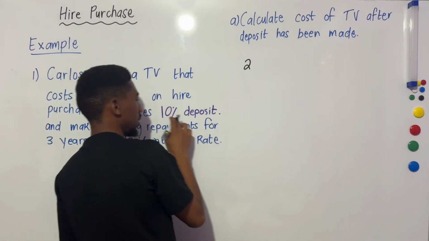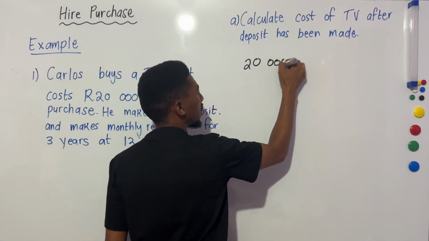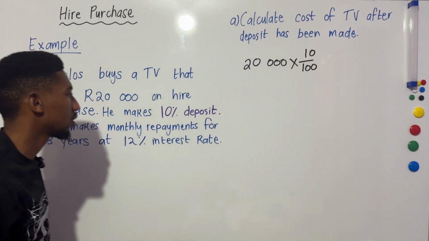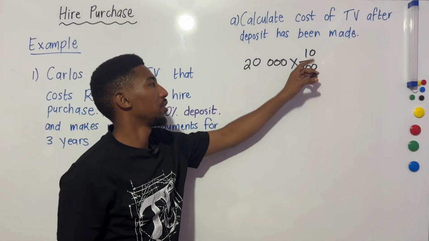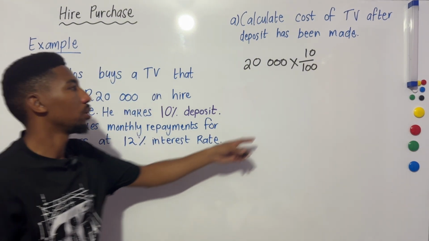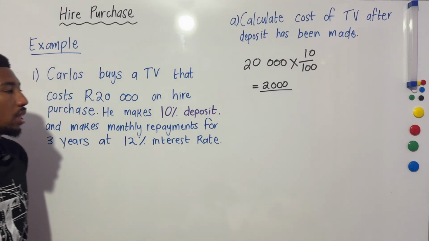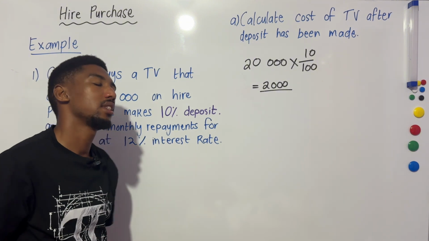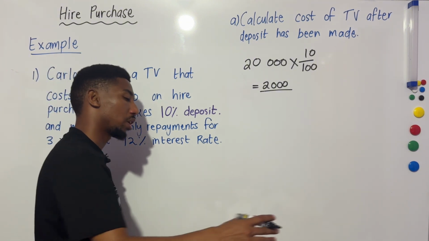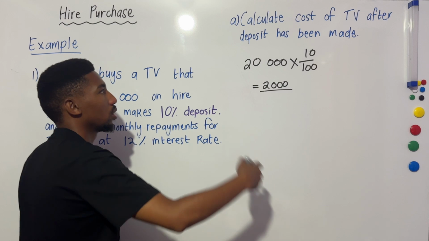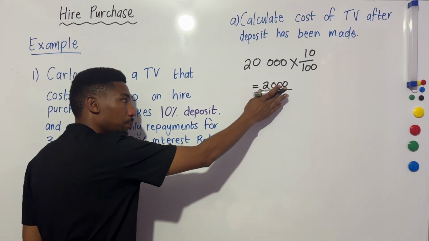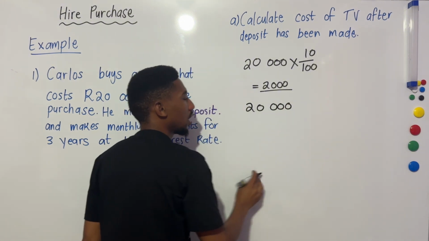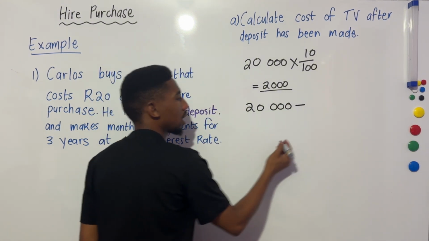To find the 10%, we're going to take 20,000 and you multiply by 10 over 100. If I want to find 15%, I would have had 15 over 100 there. 20%, I would have had 20 over 100 there. Now, this is the deposit, 2,000 Rand. That is telling me that Carlos paid 2,000 Rand at the start. Now, what is the cost of the TV after he pays this 2,000 Rand? So, the TV costs 20,000 Rand and he paid 2,000 Rand. So, I'm going to subtract the 2,000 Rand.